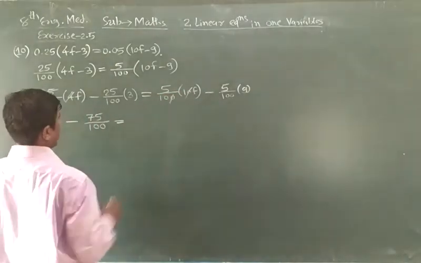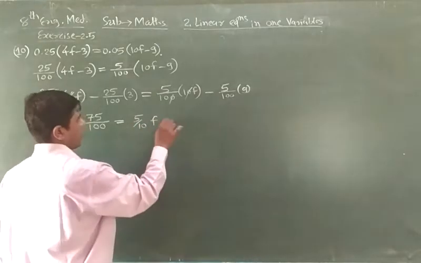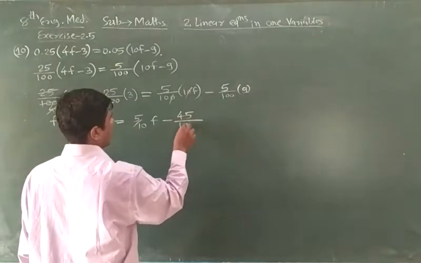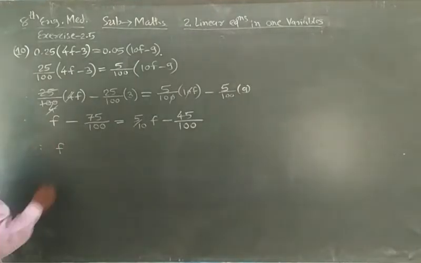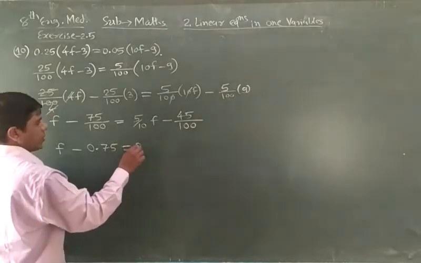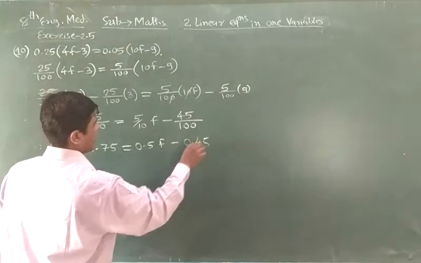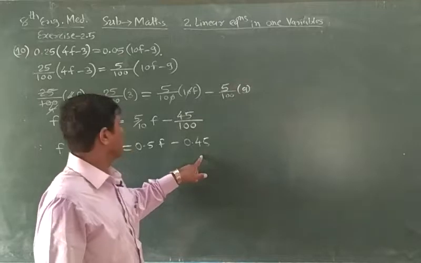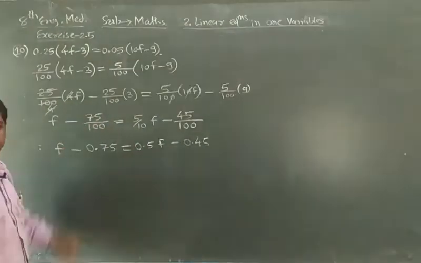Here multiply, so 5 by 10f minus here 5 nines are 45 by 100. Okay, so f 0.75, 0.5f, 0.45. Why? Because here 2 zeros, so 2 point cut, 1 2. Here 1 zero, so 1 point cut, 0.5. Here 2 zeros, so 2 point cut.